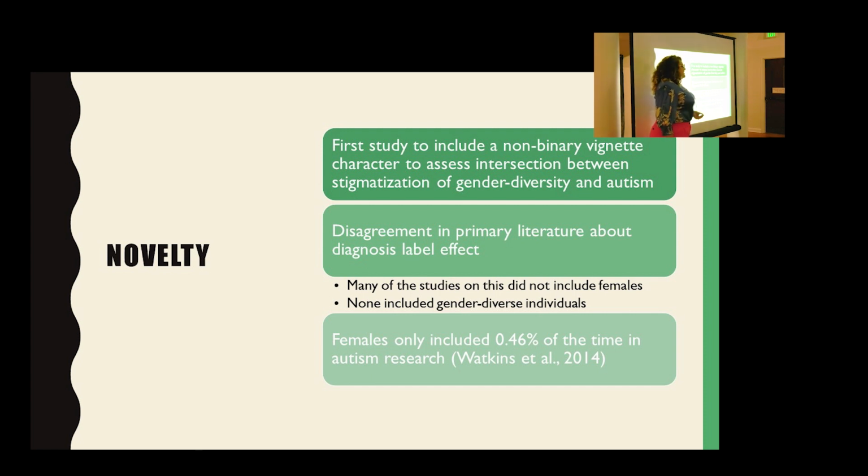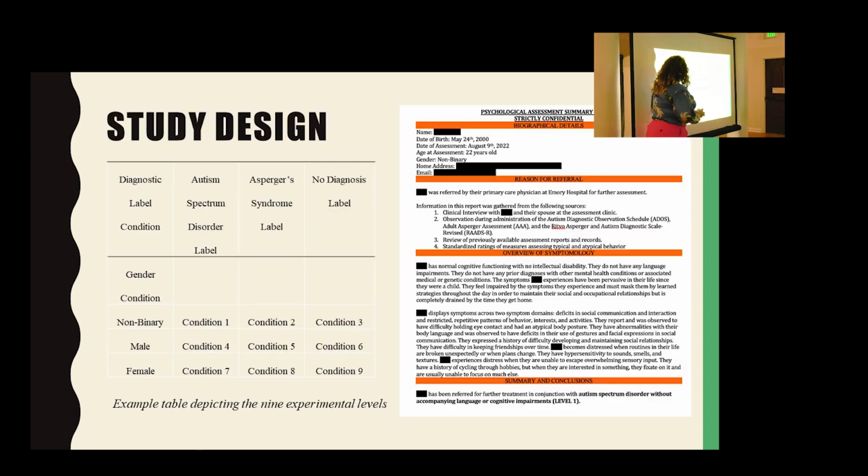Additionally, the disagreement in the primary literature about the diagnosis label effect is troubling, and many of the studies on this did not include females, and none of them included gender diverse individuals. And finally, females are only included in autism research 0.46% of the time, which is awful. And this includes research on actual autistic individuals, as well as vignette studies where you examine a sample of individuals that do not have autism.